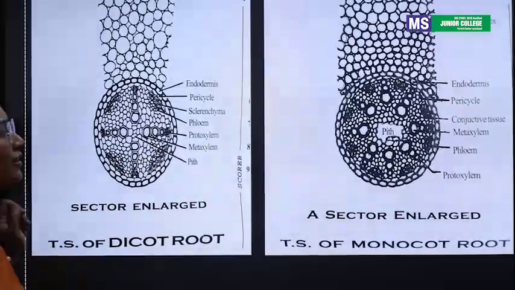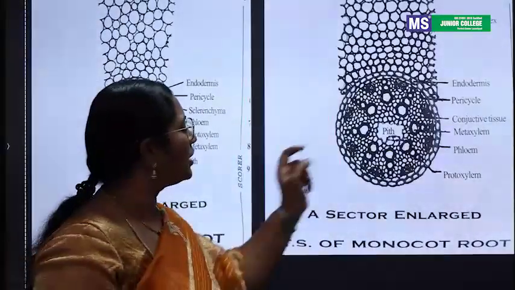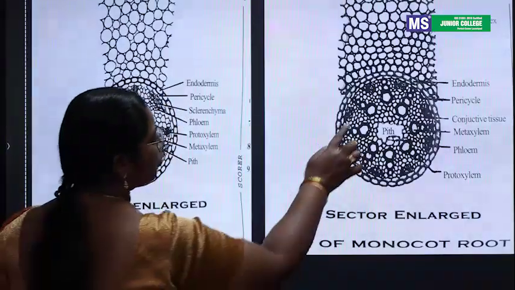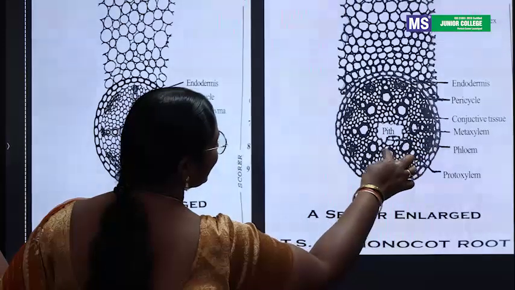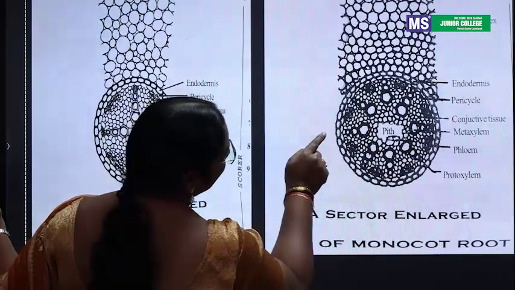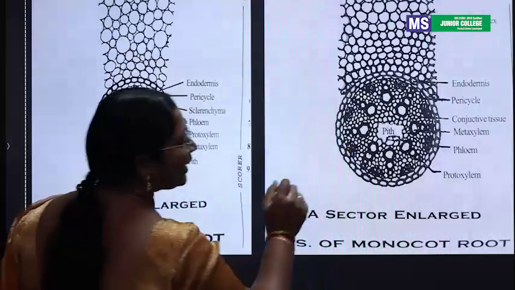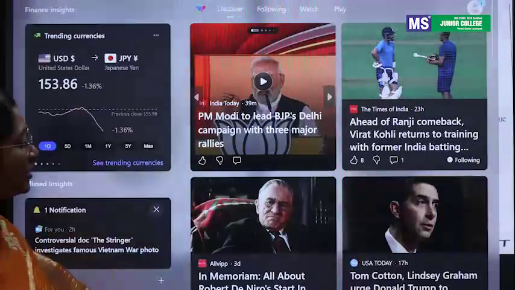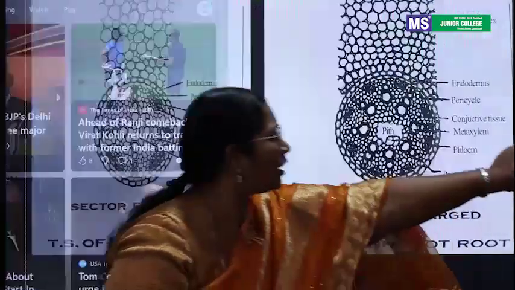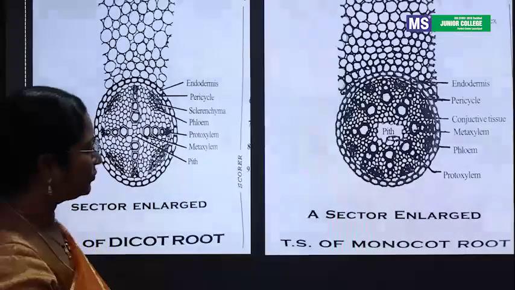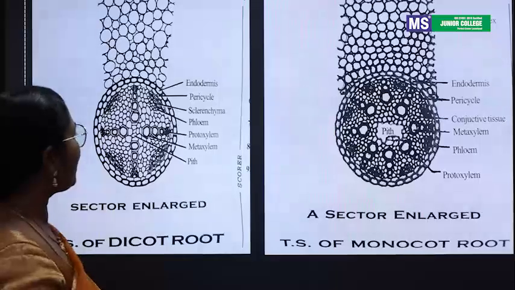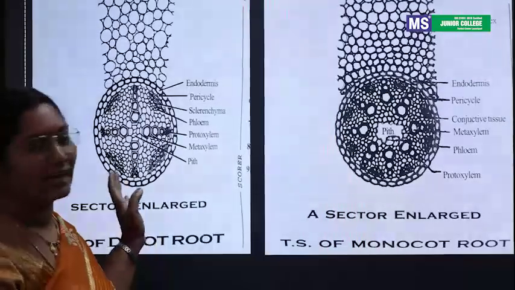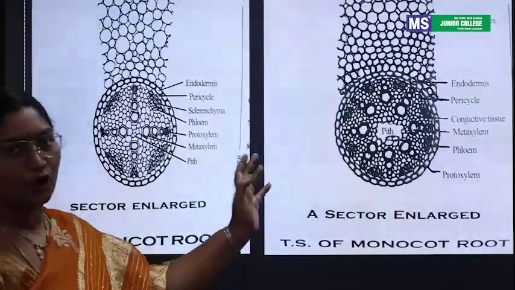If you are observing this monocot root, here I am counting it: 1, 2, 3, 4, 5, 6, 7. Here totally you can find 8 xylems. This kind of thing is called polyarch. We are calling this polyarch xylem. This is the major difference between dicot root and monocot root.